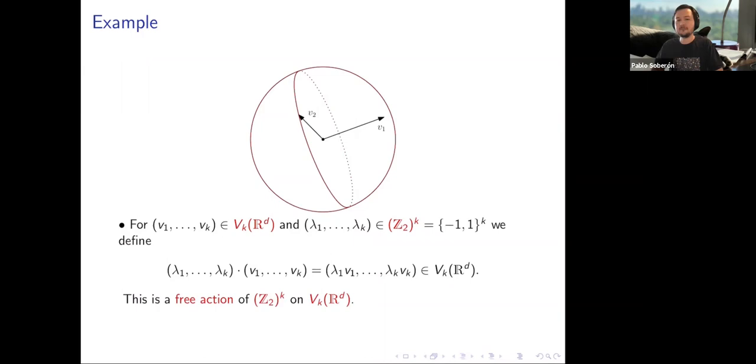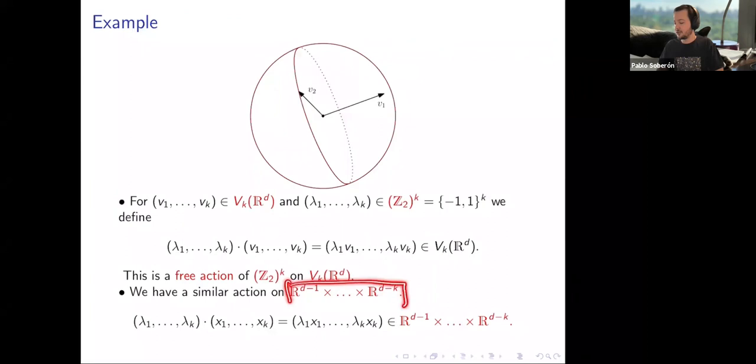If you want something similar to this, but don't like Stiefel manifolds, you can take this other space, which I just constructed to have exactly the same dimension. So a direct product of real spaces of dimensions D minus one, D minus two, up to D minus k. And you have a very similar group action of Z_2^k. Whatever vector I get here, I just multiply the corresponding coordinate. So this is telling me which of these real spaces I'm going to flip the sign on, okay?